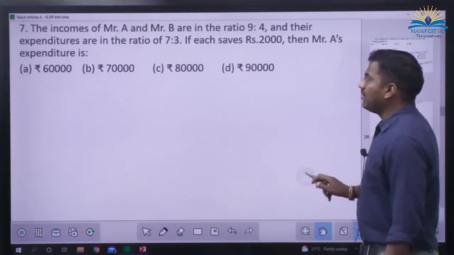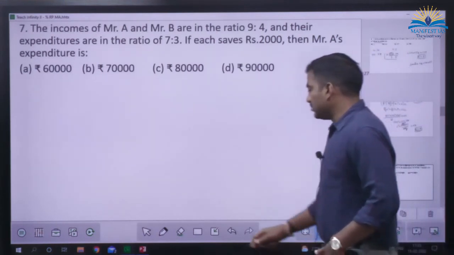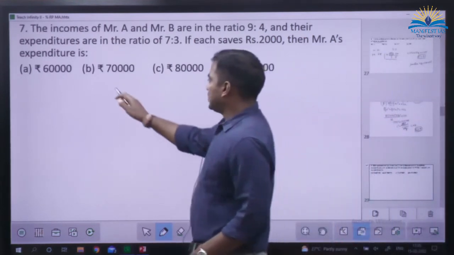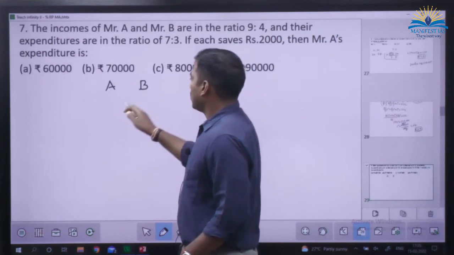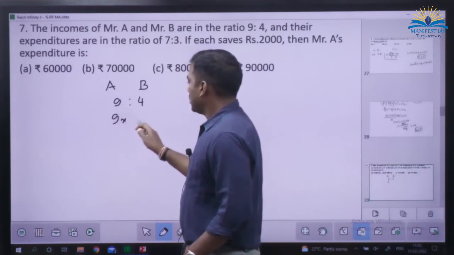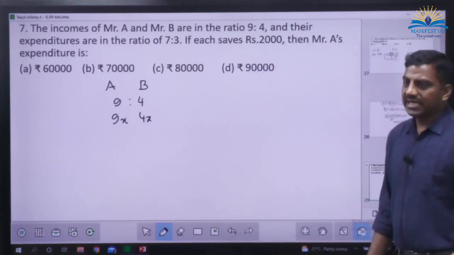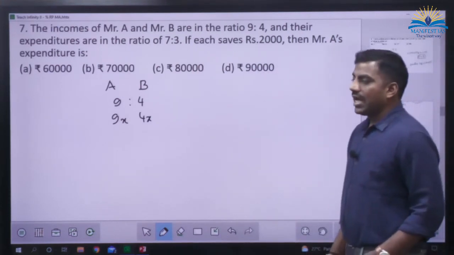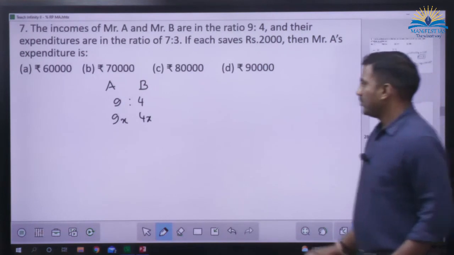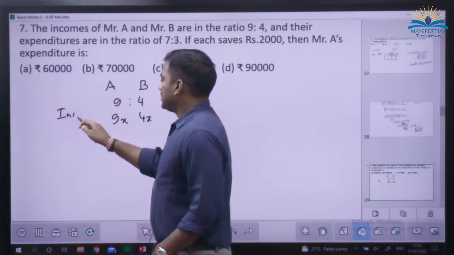The incomes of Mr. A and Mr. B are in the ratio 9:4. So their incomes are 9x and 4x. And their expenditures are in the ratio 7:3. These are their incomes or salaries, whatever.